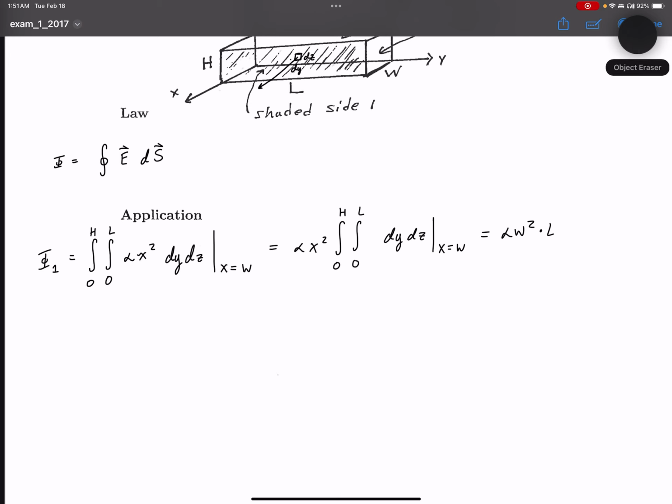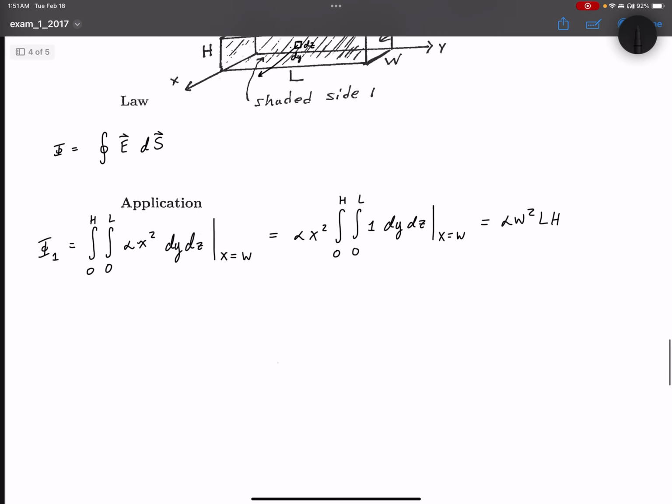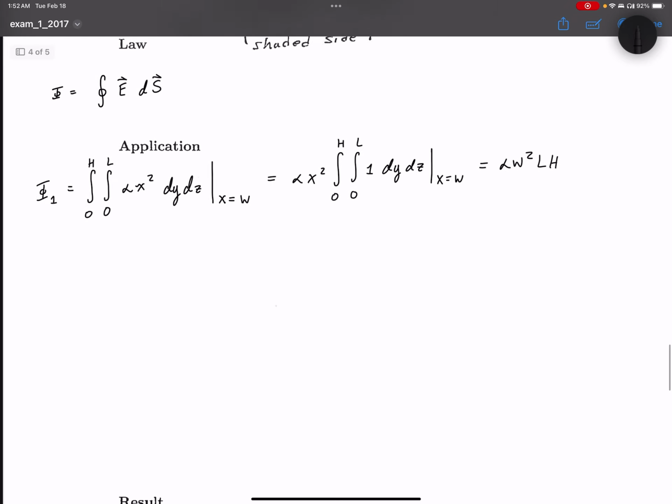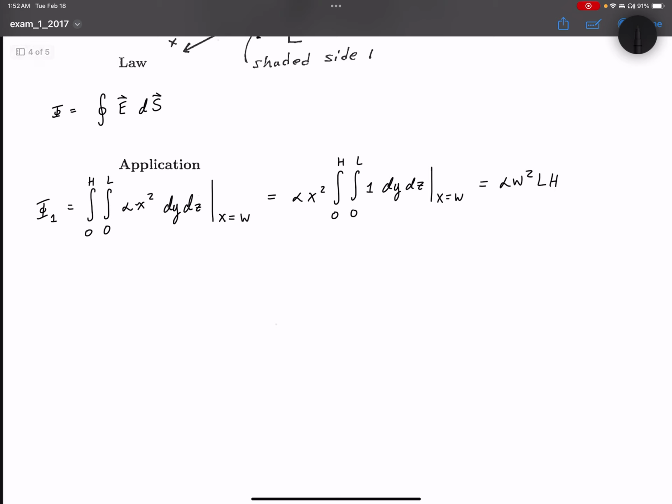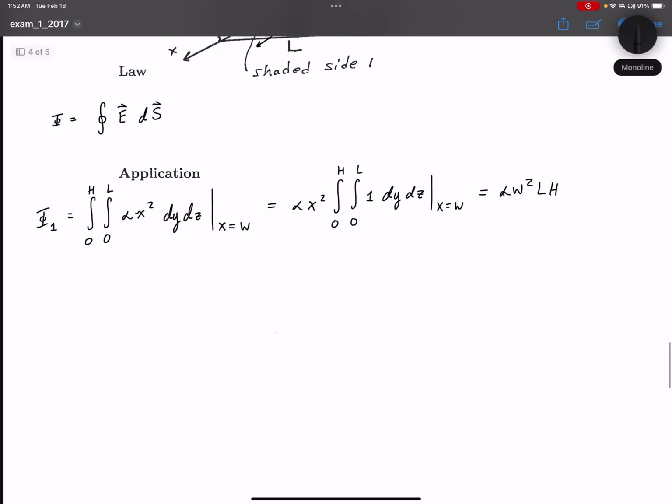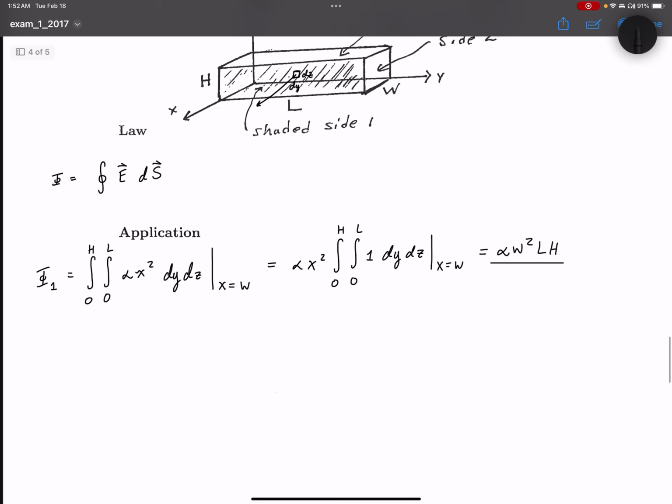I know that was fast, but that is just because we are integrating one with respect to dy and dz, 0 to L and 0 to H. So you can just plop a y in there and then plop a z in there, and then you do L minus 0 for y, and so you just have L times H. There you go. Cool, so that's the front side.